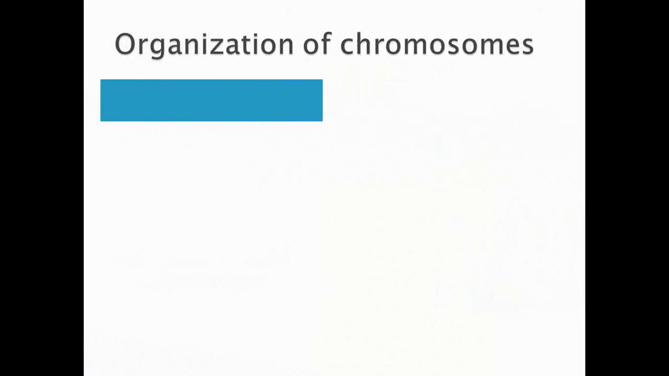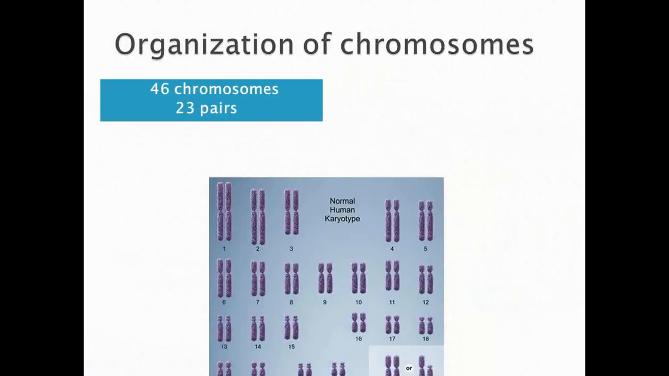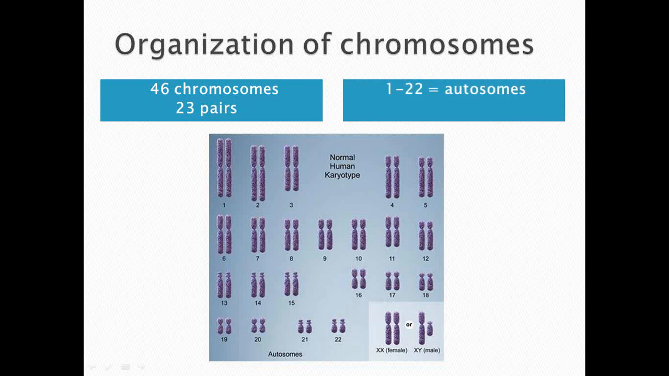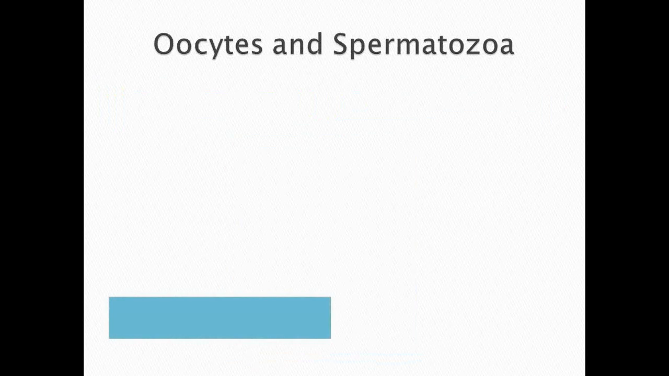Each cell has a total of 46 chromosomes that are further organized into 23 pairs. One chromosome of each pair is acquired from mom and the other from dad. The first 22 chromosomes are referred to as autosomes, and the last set, the 23rd pair, is the sex chromosome. So it's going to be different for male and female. So let's take a look at that.